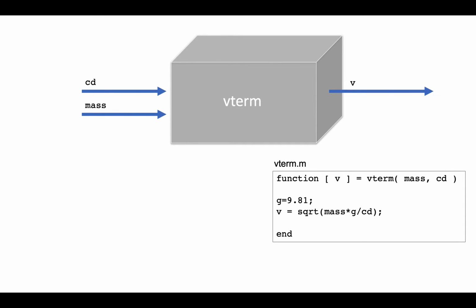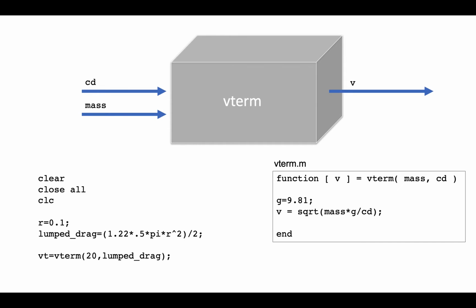You would need to save this file as vterm.m because your file name needs to match exactly the name of the function. So let's show an example script where we would call this function. Of course, you might start with clear, close all, clc, just to get on a clean slate. And then maybe you would set your radius r equal to 0.1, and then do a quick calculation for the lumped drag coefficient. Here it's called lumped_drag. You see the calculation there that uses r.